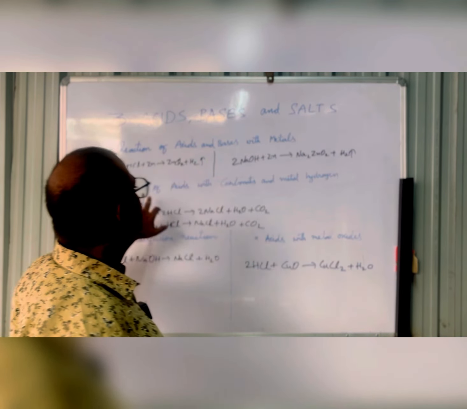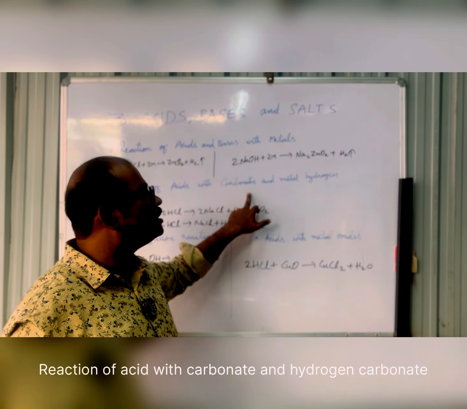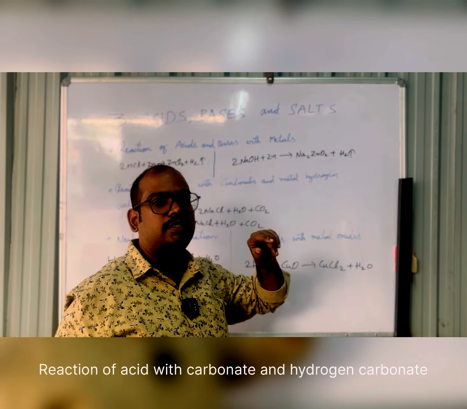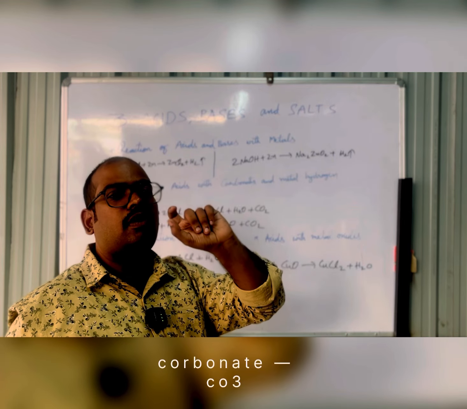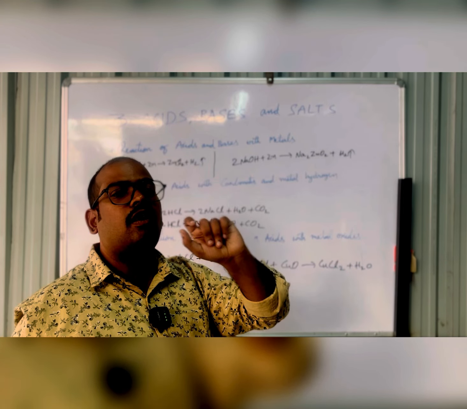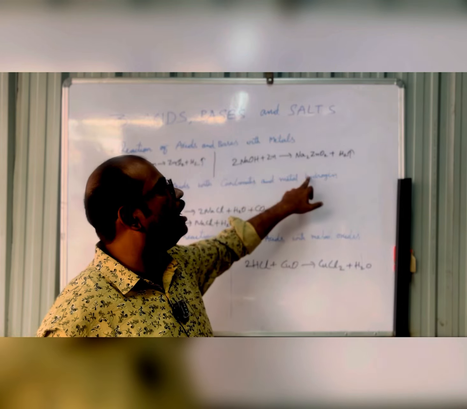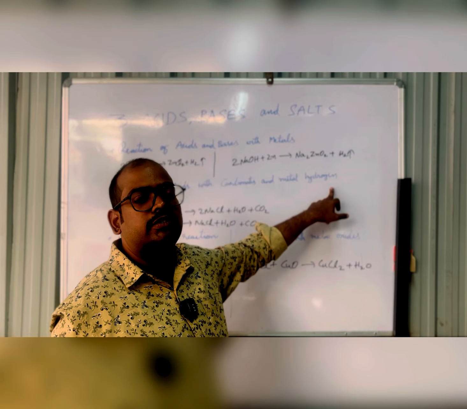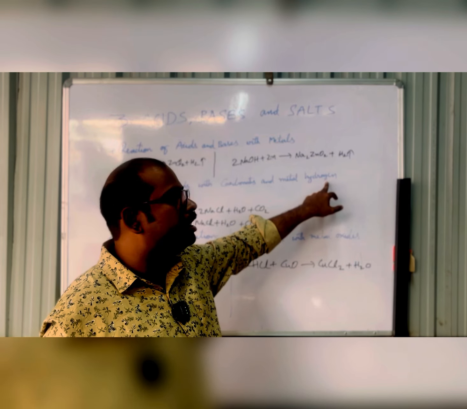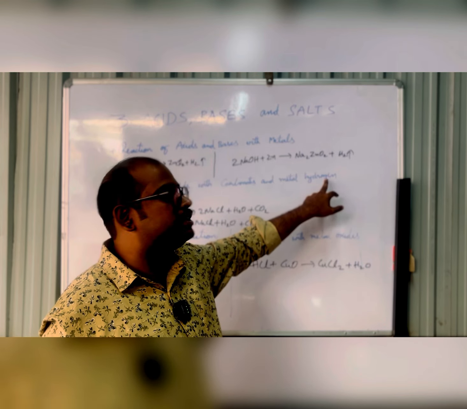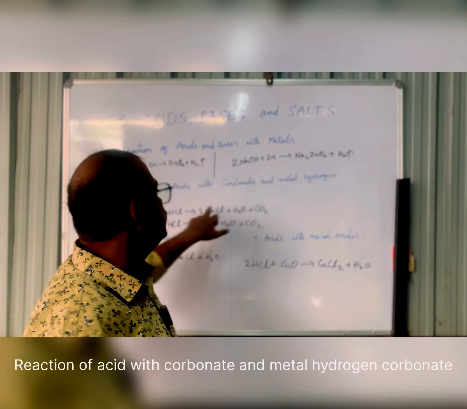The next important reaction is reaction of acids with carbonates and metal hydrogen carbonates. Always remember, students, carbonate means CO3. Carbon dioxide is CO2, carbonate is CO3. So don't get confused between carbonate and metal hydrogen carbonate. Most students make this mistake. Metal hydrogen carbonate means HCO3, which is hydrogen carbonate. Carbonate means only CO3. So let us see the reaction.